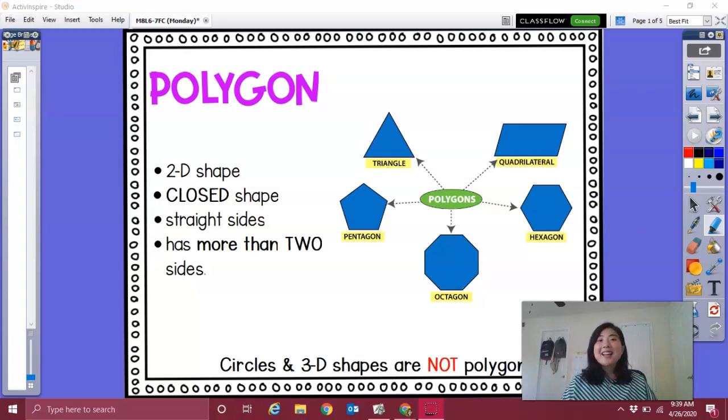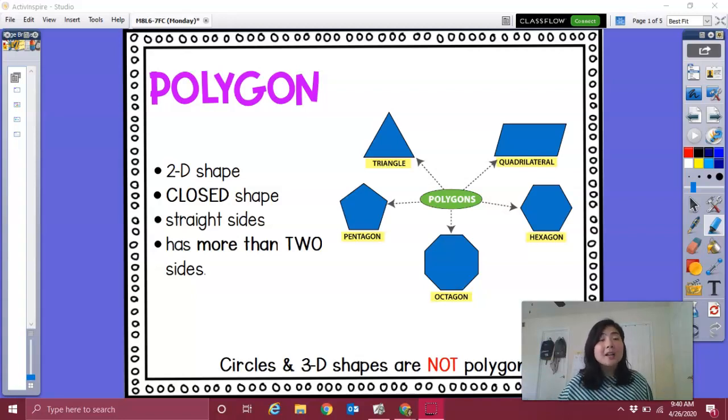Hello, second grade. So today we are going to be talking about partitioning, or cutting up shapes, into halves, thirds, and fourths. But before we learn about that, we're going to have to review what a polygon is and all the different types of polygons.